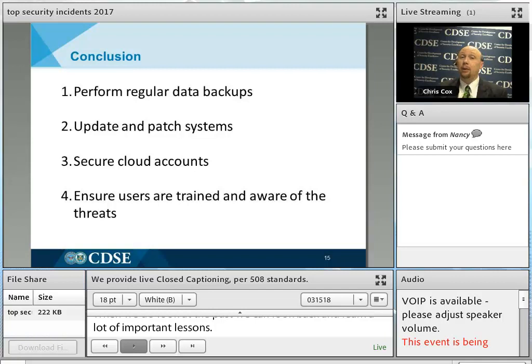Perform regular data backups. That way, even if you're hit with ransomware, somehow lose access to your system, you can restore your critical information. Make sure to patch and update systems. Many attacks can be prevented that way.